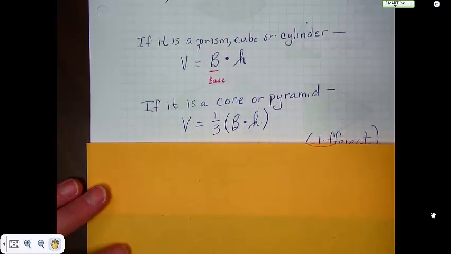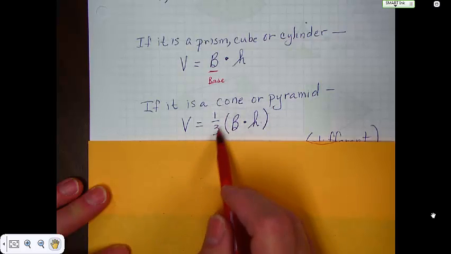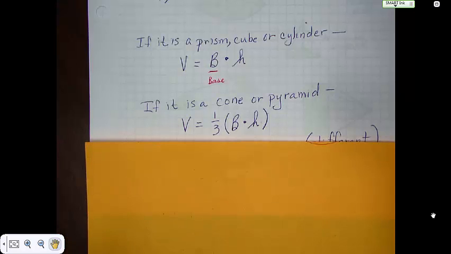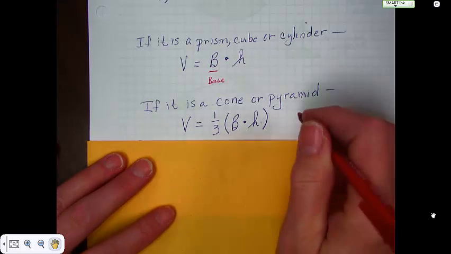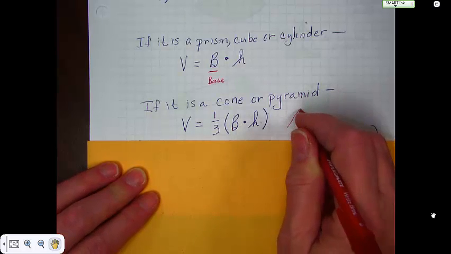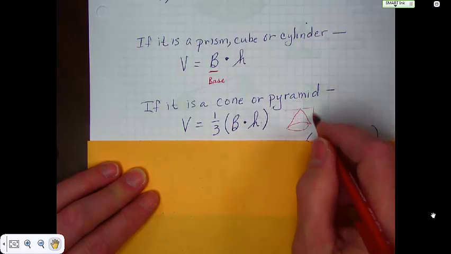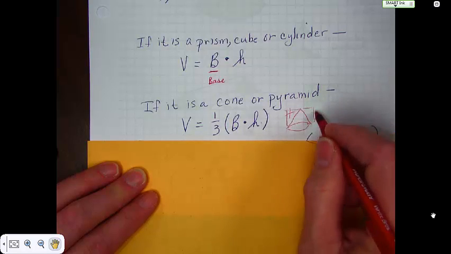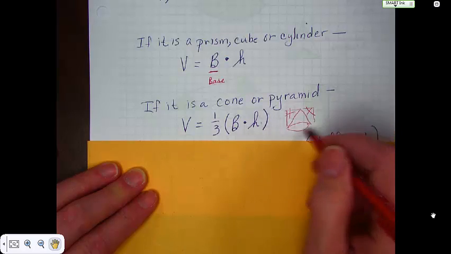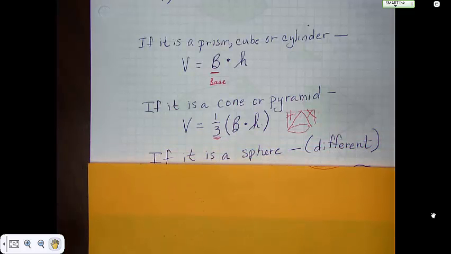If it's a cone or pyramid, then the volume is the big B again times height, but then it's multiplied by 1/3 or divided by 3. And that's because of the point on the top. It takes away from the volume, because if you have a typical cone, it's going to look like this. Well, where's the rest of it? So we're cutting off this part of it, and therefore this is 1/3 of what would be like a whole piece, so that's where the 1/3 comes from. And pyramids are the same thing.